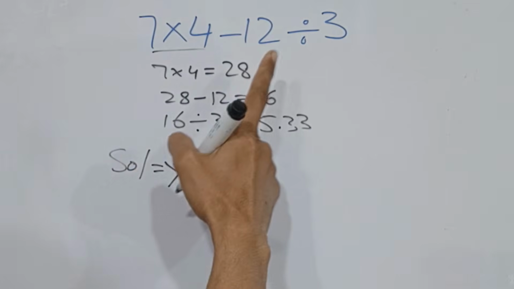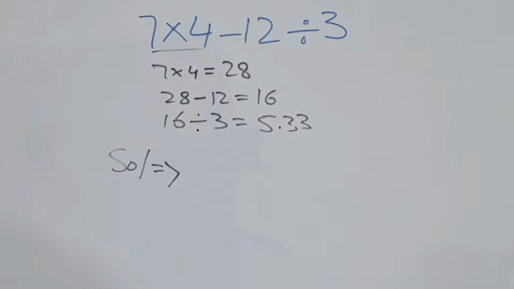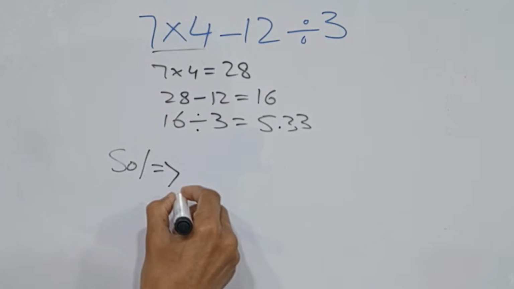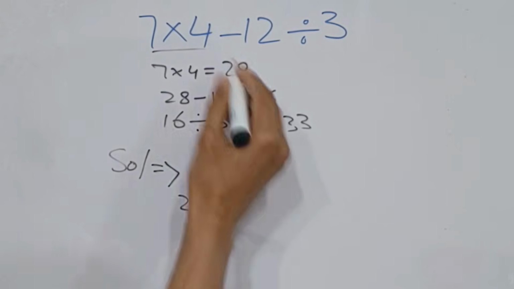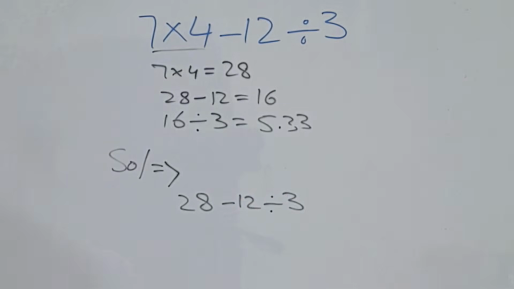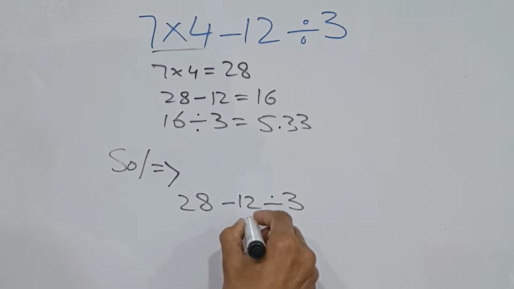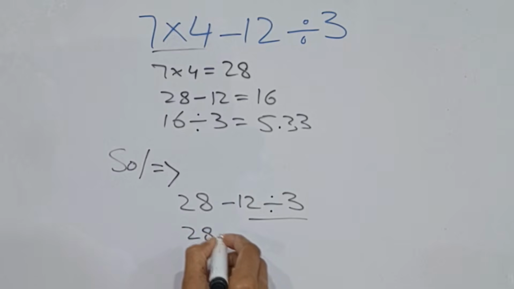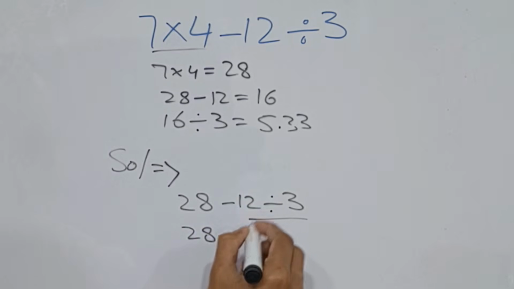Step 1, multiplication and division first, left to right. So 7 times 4 equals 28 minus 12 divided by 3. Now step 2, 12 divided by 3, right? Divide first. Okay, 12 divided by 3 equals 4.